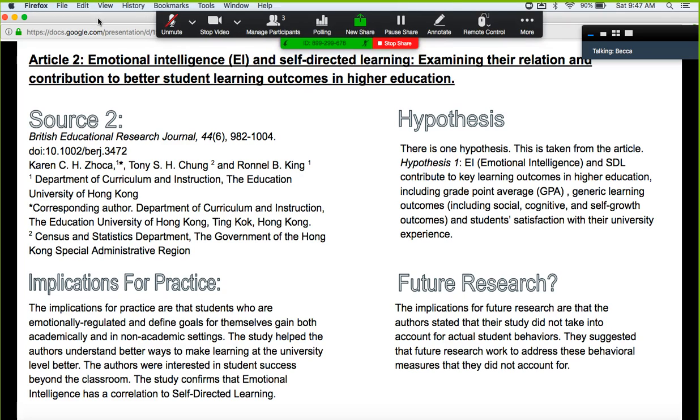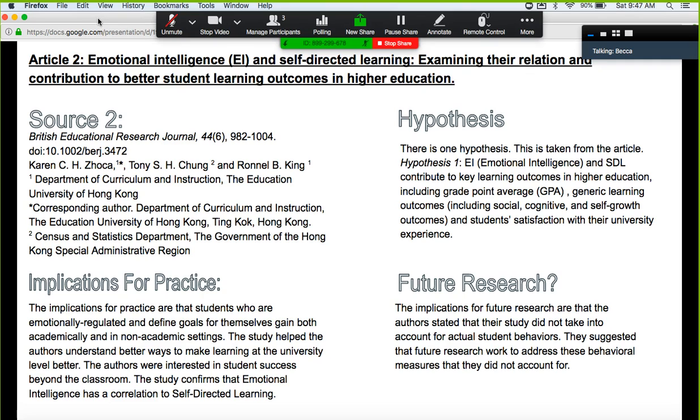According to results of the study, emotional intelligence positively impacts self-directed learning. Because of this, grade point average, cognitive, social, and self-growth outcomes were positively affected as well. The implications for practice are that students who are emotionally regulated and define goals for themselves gain both academically and in non-academic settings. This study helps the authors understand better ways to make learning at the university level better. The authors were interested in student success beyond the classroom. The study confirms that emotional intelligence has a correlation to self-directed learning.